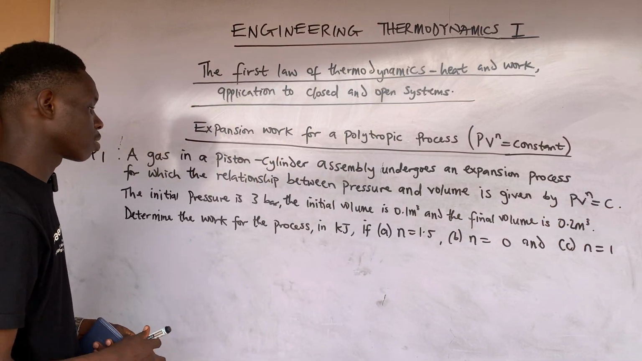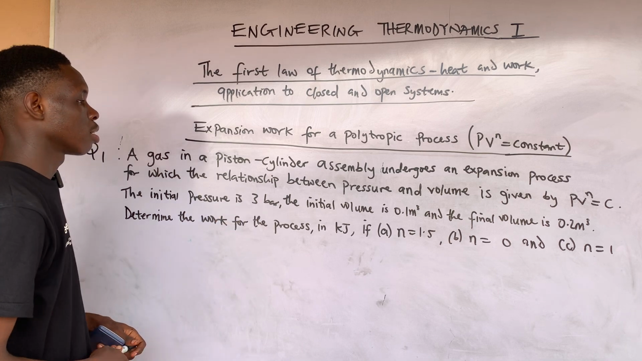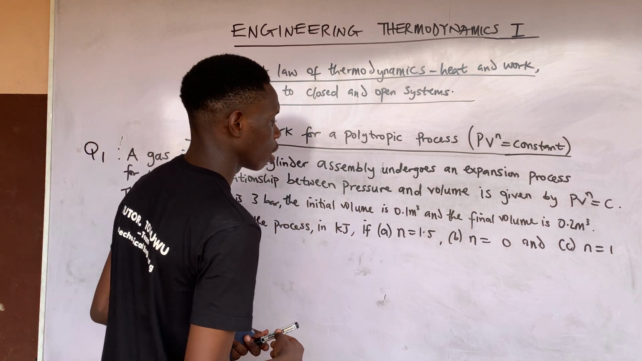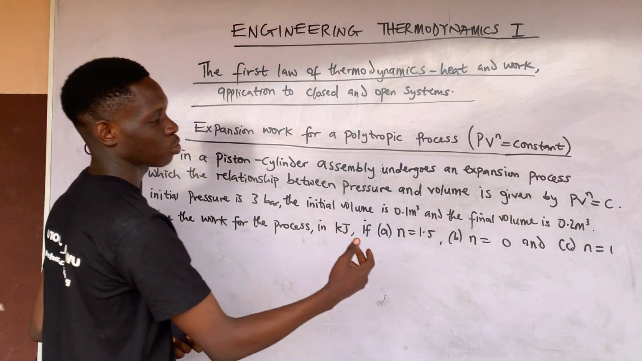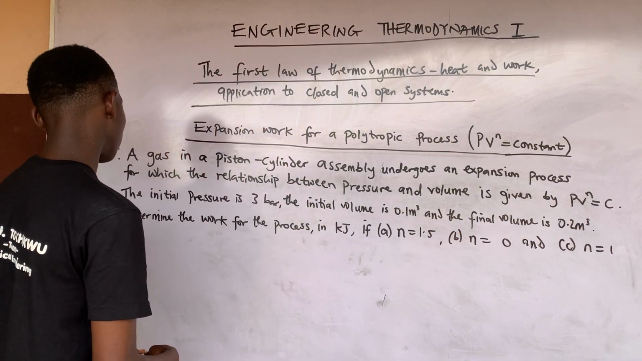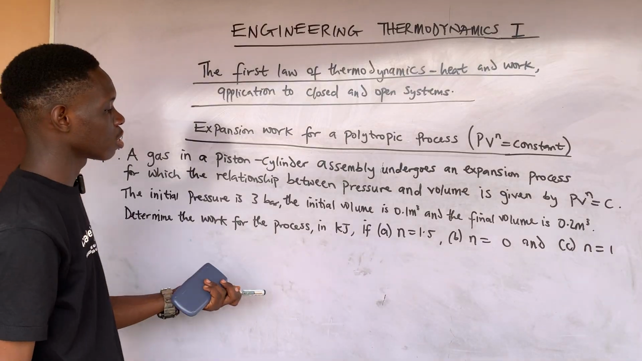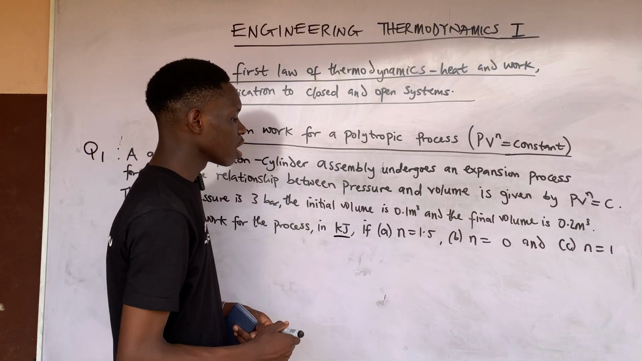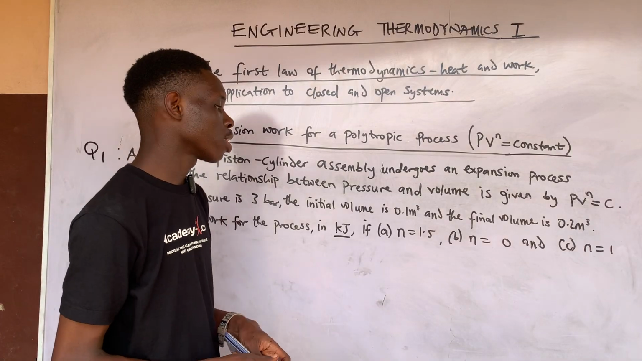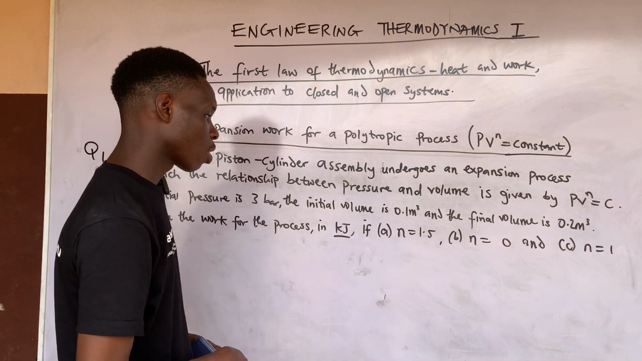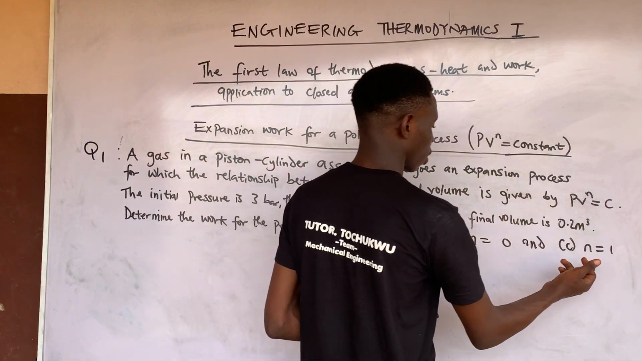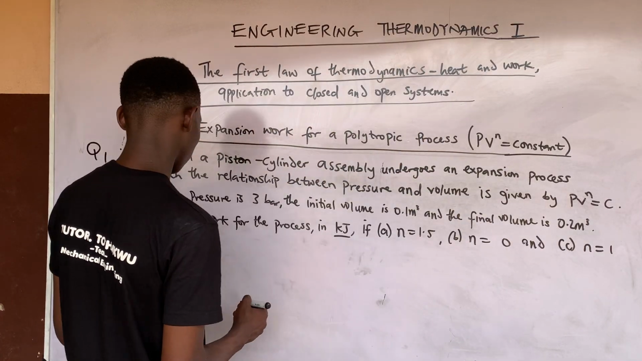The initial pressure is 3 bar. The initial volume is 0.1 m³, and the final volume is 0.2 m³. Determine the work for the process in kilojoules if, for the first case, n equals 1.5, for the second case, n equals 0, and for the third case, n equals 1. Now, our solution.